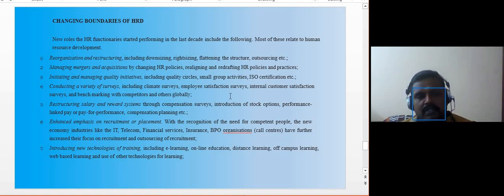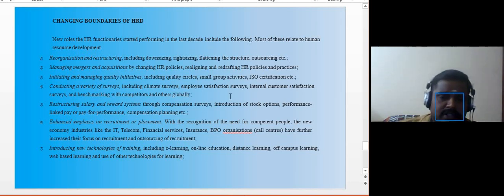And conducting a variety of surveys. We must survey employee job satisfaction, climate, and internal customer satisfaction, and benchmark with competitors and others globally, and restructure the salary and reward system through compensation surveys, introduction of stock options, performance-linked pay or pay for performance, compensation planning, and everything else. Enhanced emphasis on recruitment or placement, with recognition of the need for competent people in the new economy industries like IT, telecom, financial services, insurance, BPO, and so on.